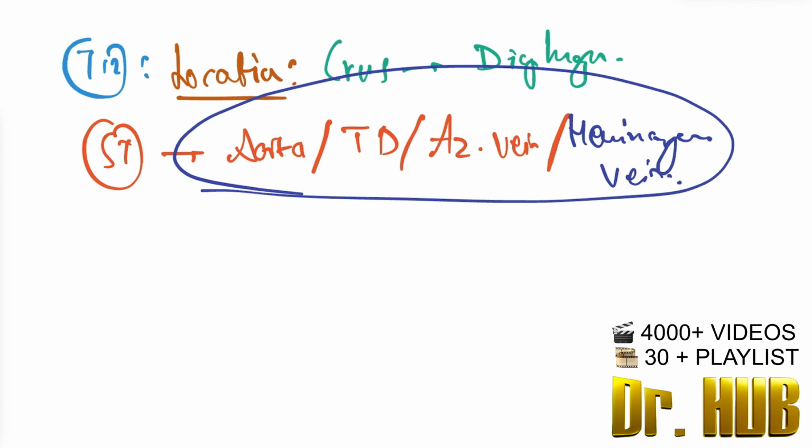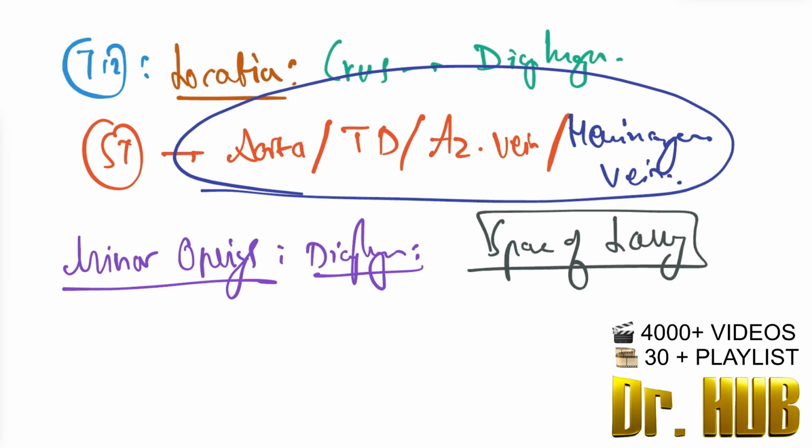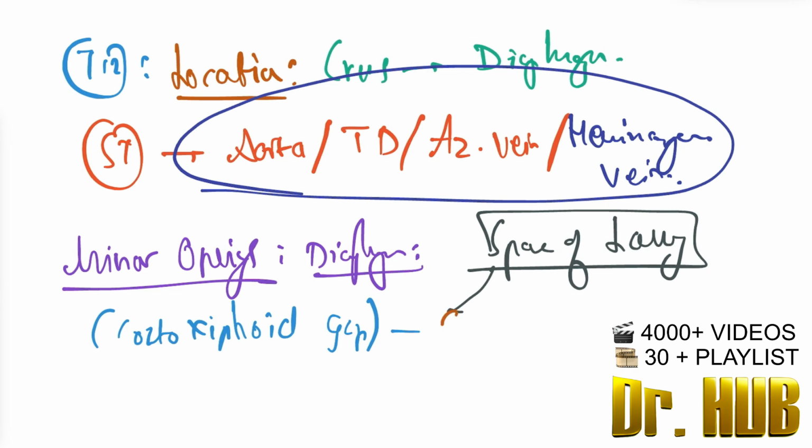Now let's look at some minor openings of the diaphragm. What does it include? There is something known as the space of Larrey. What does the space of Larrey include? It is the costoxiphoid gap, and that includes the superior epigastric artery.